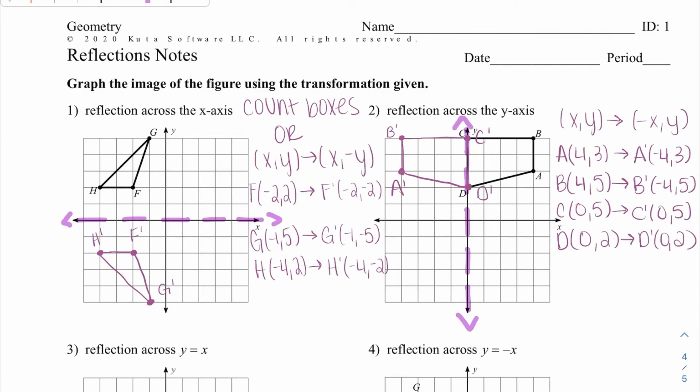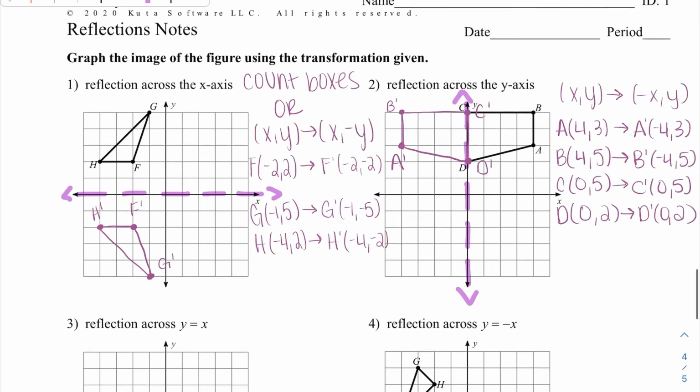Looking at all of these points, you will see they are located where we have already graphed it from the counting boxes strategy. If you do it using the rule, you will have to go back and plot these points once you get them. If you count the boxes, as you count them, you're already plotting your points, so keep that in mind.